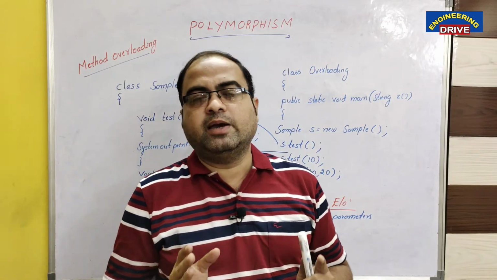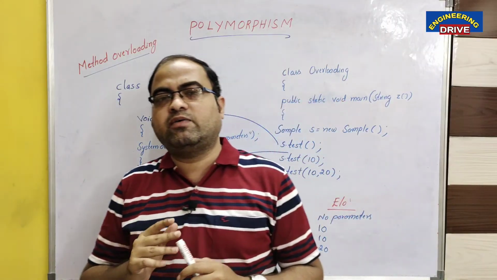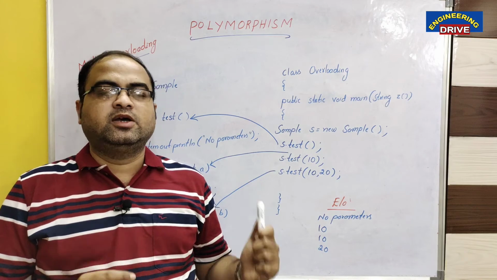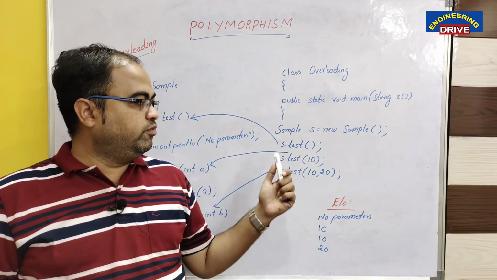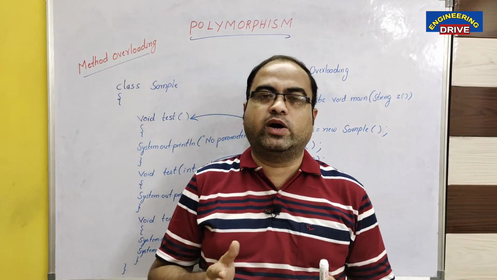So dear students, I believe that you got clarity of what is method overloading and how Java implements polymorphism by using the method overloading concept. When a method with the same name has been called multiple times with different parameters, then we can say that method is overloaded.